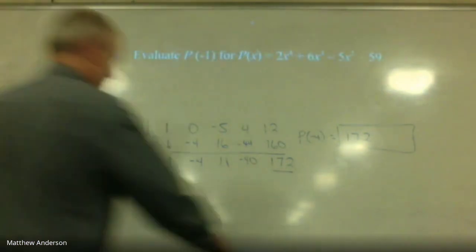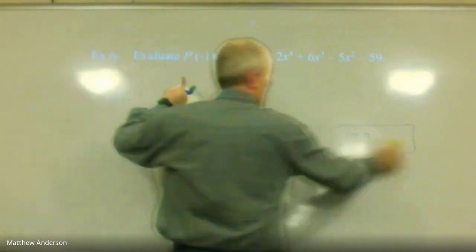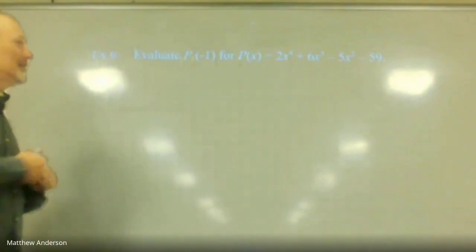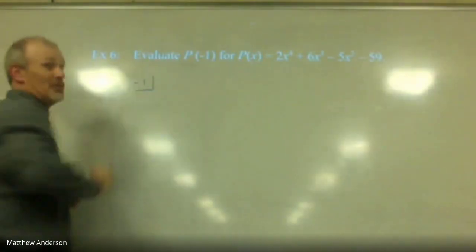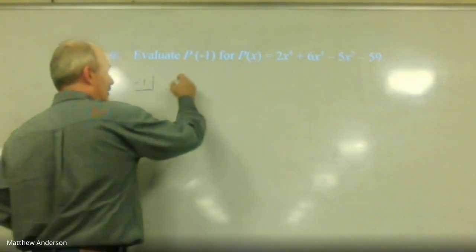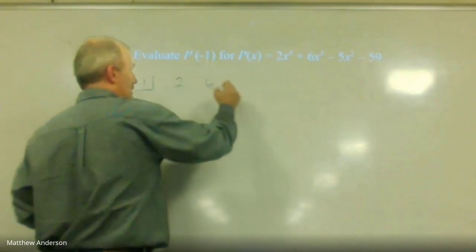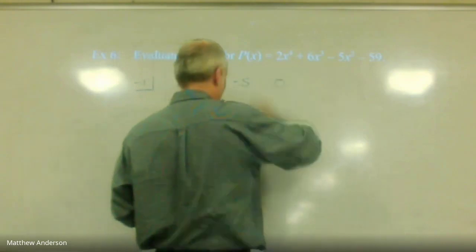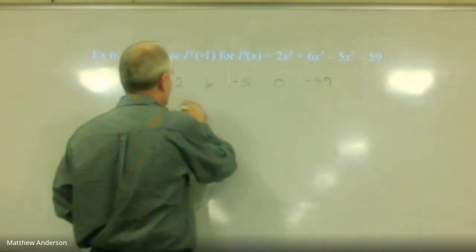So let's do another one. This time, we're evaluating P of -1. So what do we have to do? What's going to go in the corner? -1. They told us to use -1. That's what we use. And what is the coefficient for x to the 4th? 2. For x cubed, 6. For x squared, -5. How about for x? 0. Be on the lookout for that. And then the constant, -59.